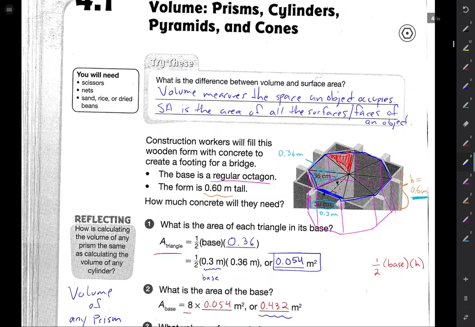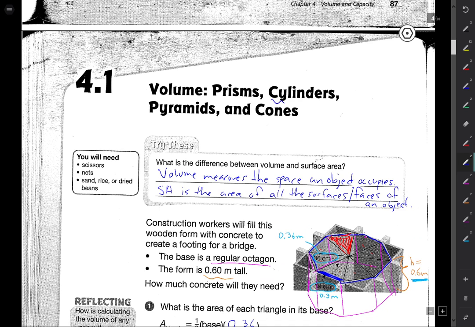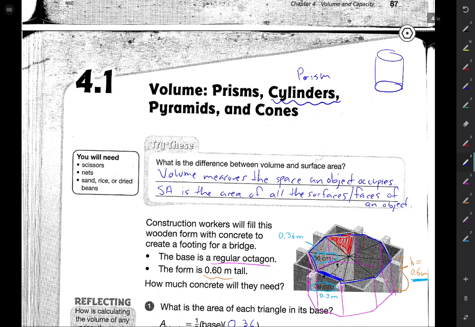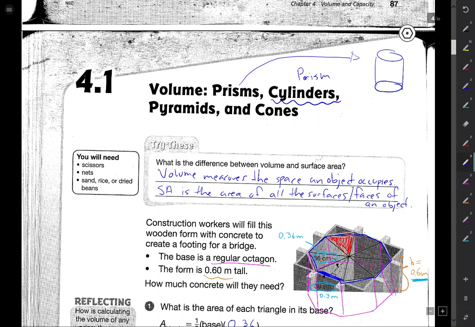Now I also want to point out before we move on that a cylinder is also a prism. It is a prism, and for some reason it has a special name. Instead of calling it a circular prism, because both ends are circles, they just call it a cylinder. But cylinders follow the exact same formula for volume as prisms do. You find the area of the base, and then multiply it by the height of the entire cylinder, which would be this side over here. That would be the height.